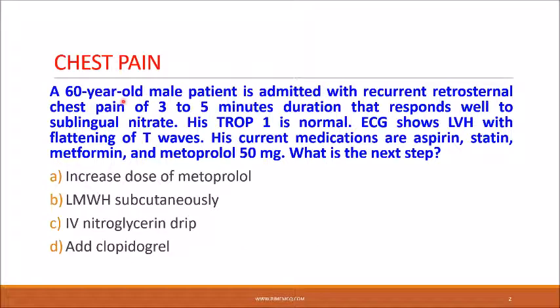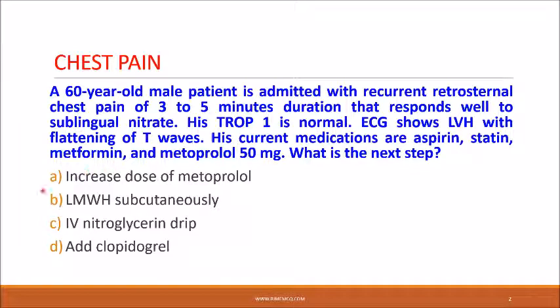A 60-year-old male patient is admitted with recurrent retrosternal chest pain of 3 to 5 minutes duration that responds well to sublingual nitrate. His troponin is normal. ECG shows LVH with flattening of T waves. His current medications are aspirin, statin, metformin, and metoprolol 50 mg. What is the next step?